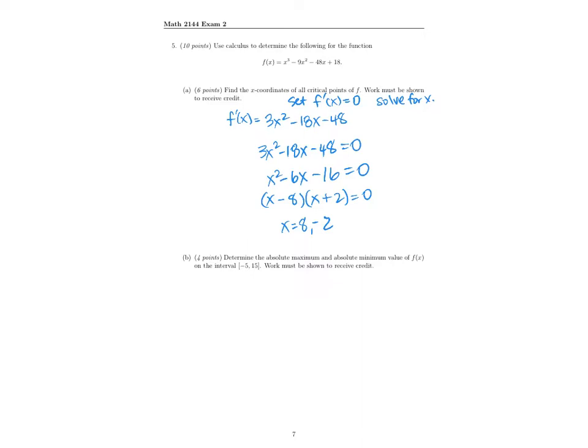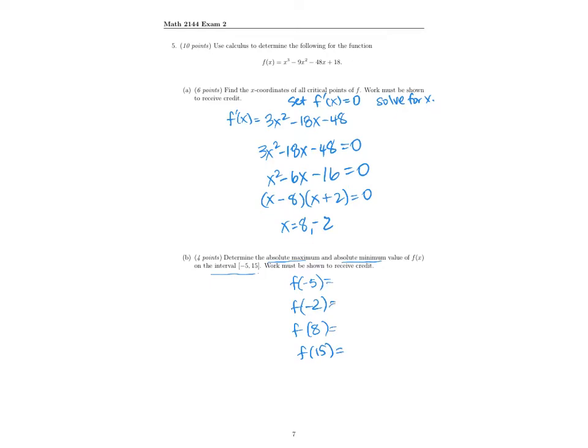Then next it says determine the absolute maximum and absolute minimum value of f on the interval -5 to 15. There's a theorem about this, and that theorem says that the absolute max and min can happen only at endpoints or critical points. So all we need to do is evaluate f at the endpoints and critical points, and then I can determine which is the absolute max and min. So I want to compute f of -5, f of -2, f of 8, and f of 15. I'm just going to use my calculator to compute all of those values.